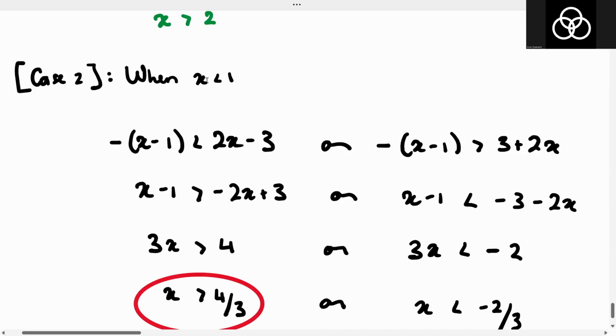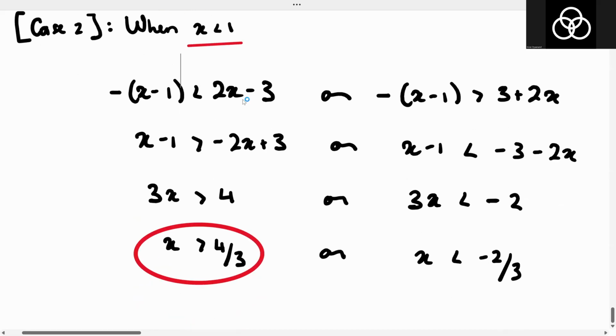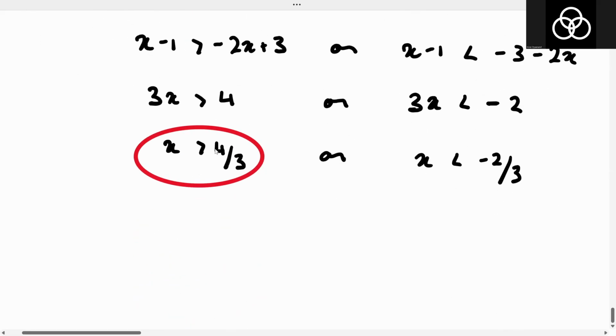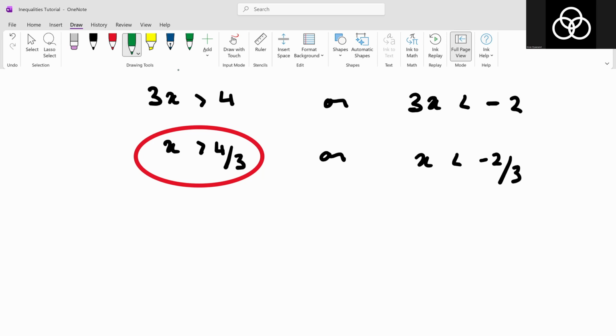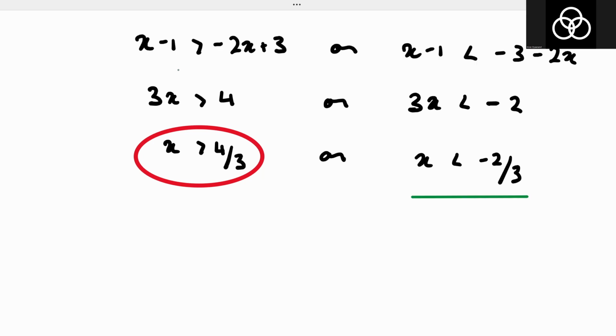Why? Because x is less than 1. The condition for this case is that x must be less than 1. So having x greater than 4/3, or 1 and a third, is a contradiction. We don't have a contribution from that component there. The only contribution to the solution comes from here. We have x is less than minus 2 over 3.